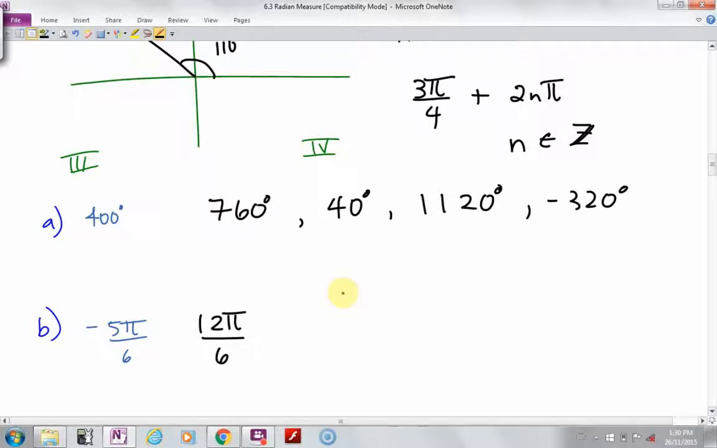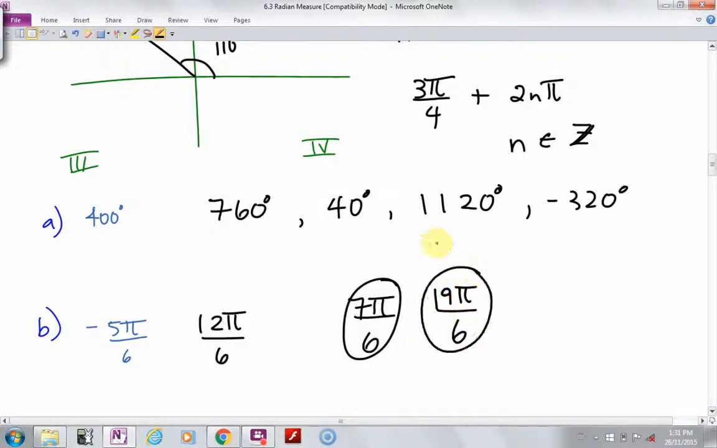24. We're going to take negative 5 pi by 6, and we're going to add 12 pi by 6. 7 pi by 6. Yeah, so that's one possible answer. Okay? And we can keep adding 12 pi by 6 to that. So if we add 12 pi by 6 again, what will we get, Yuzuki? 19 pi by 6. Okay, so there's another possibility there.